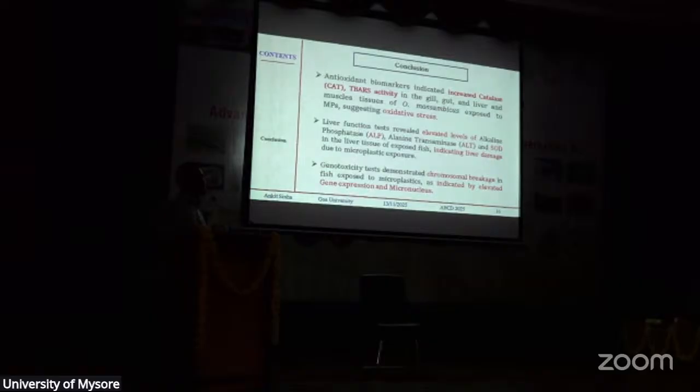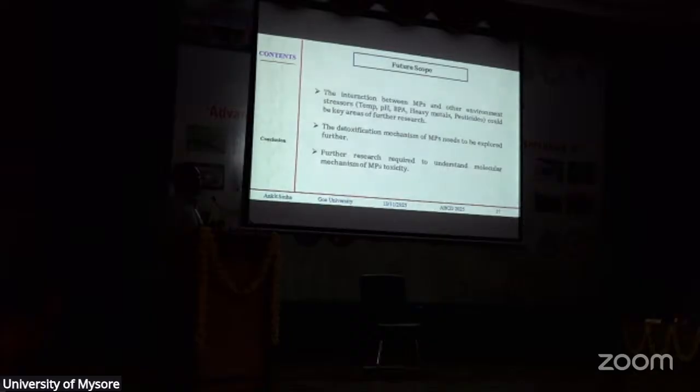My conclusion is there was an increase in catalase and TBARS activity, which shows there was oxidative stress in the fish after exposure to PVC microplastic. Then ALP, ALT and SOD show the liver damage, and chromosomal damage was noticed by elevated gene expression and micronucleus activity. For future scope, this microplastic was studied singly, so we can study it with other environmental stressors, and then we can give a better picture of it.